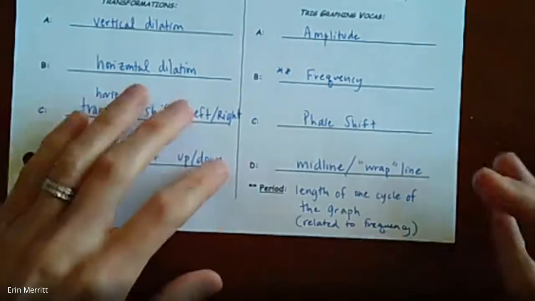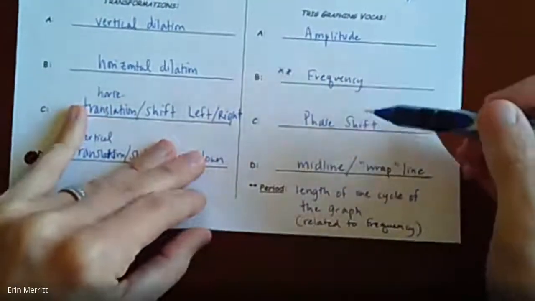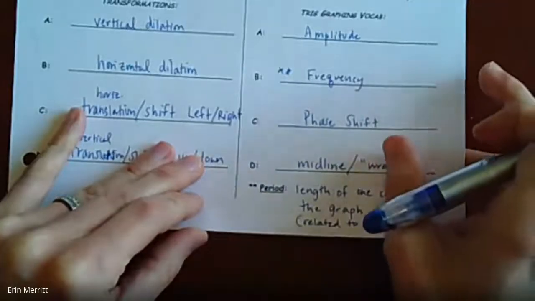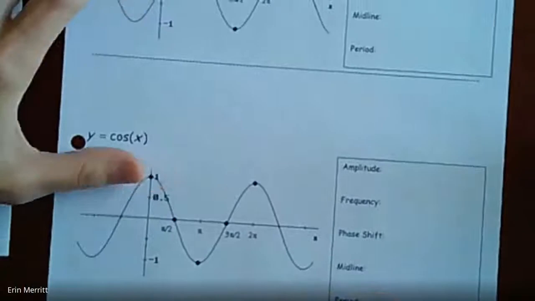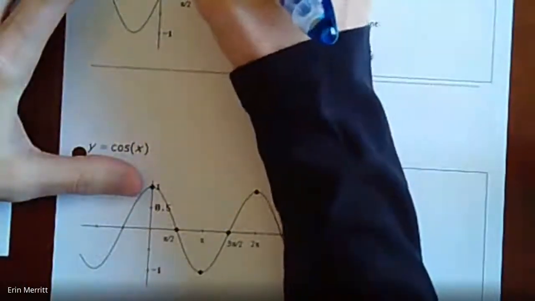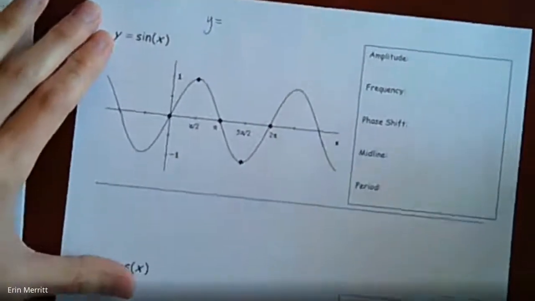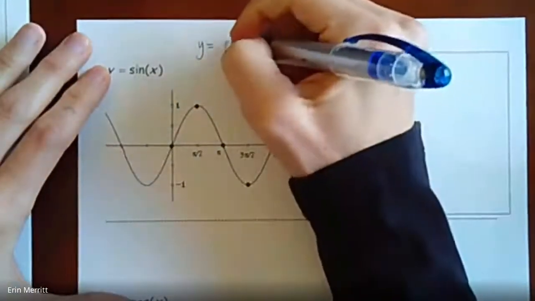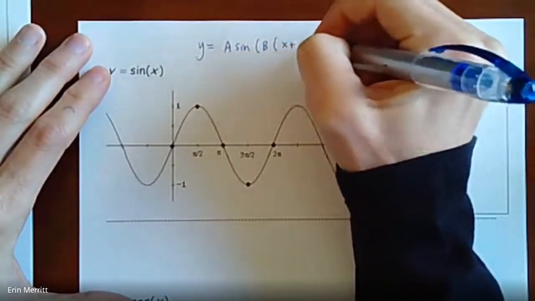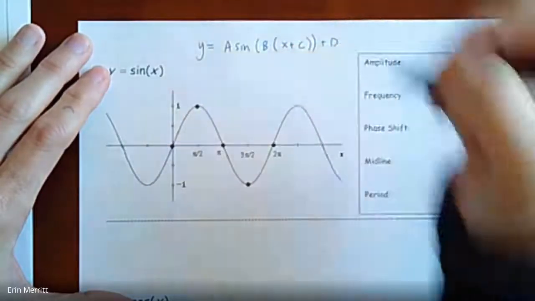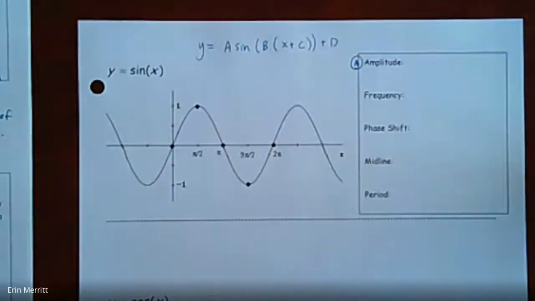All right, the very last page. We just want to talk about, for the parent functions, what are the amplitude, frequency, phase shift, and midline? So flipping over to that last page. For the first one, I'm going to remind you that the equation in that big fancy form, up top here, is y equals a sine of b times x plus c, plus d. All right, here we go. A is the amplitude.